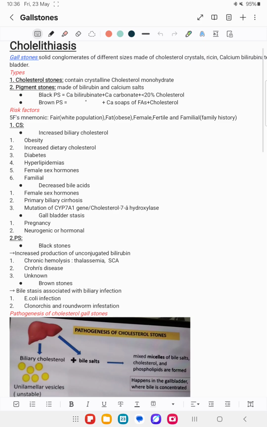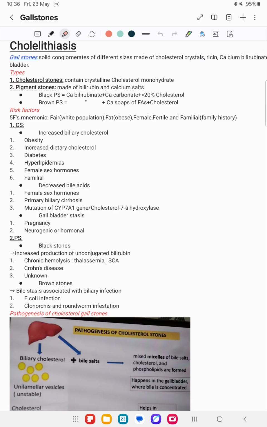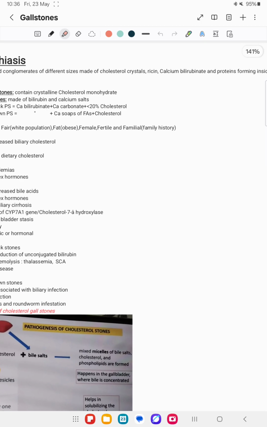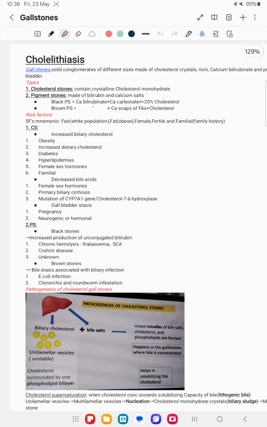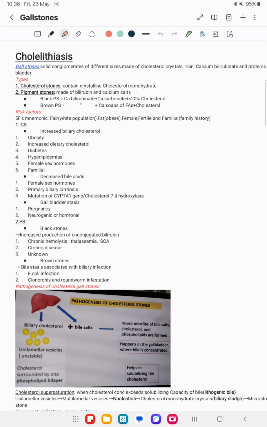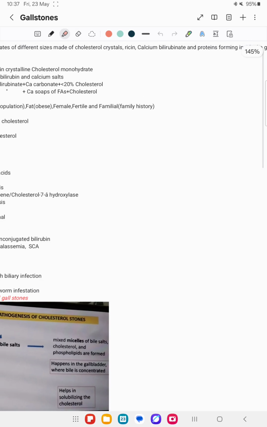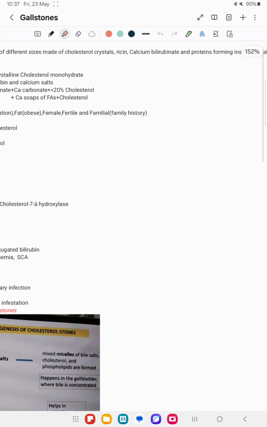So gallstones are solid conglomerates of different sizes made up of cholesterol crystals, resin, calcium, bilirubinate and proteins forming inside the gallbladder. So why are gallstones called gallstones? Because they are formed inside the gallbladder and they are solid conglomerates. So this is basically a definition. In simple words, we can say they are solid stones, which can be of different sizes. And what are they made up of? They are made up of cholesterol crystals, resin, calcium, bilirubinate and proteins. And where are they made? They are made inside the gallbladder.